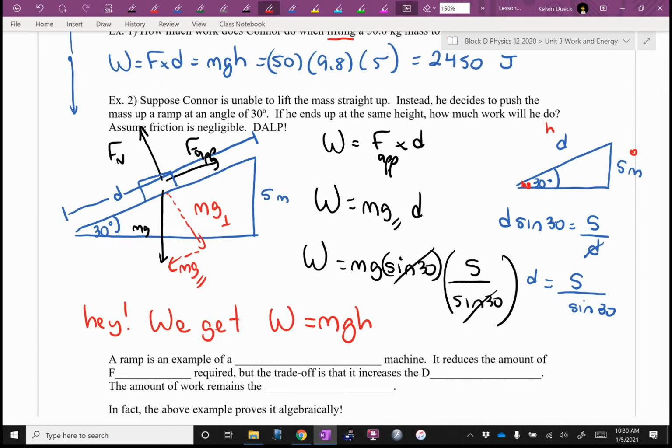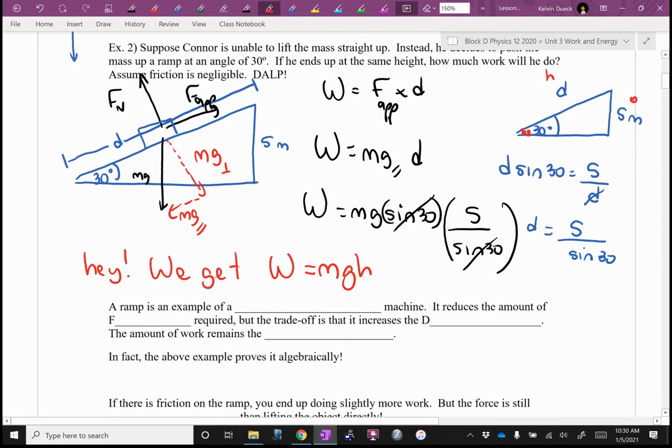A ramp is an example of a simple machine. The work is going to be the same. I forgot to put an answer. It's going to be 2450 joules.